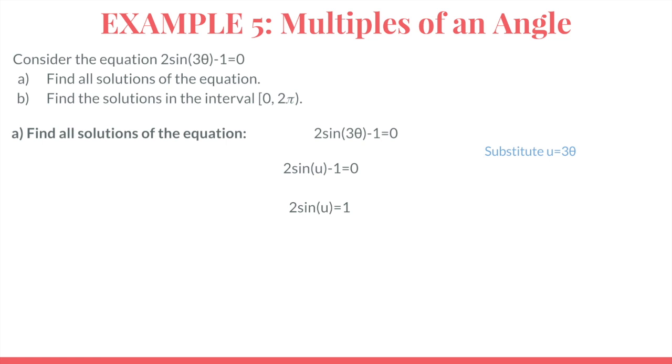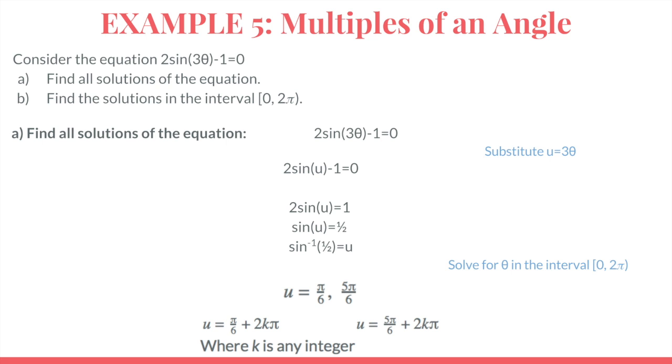We can isolate the sine u term and then solve for the angle u in the interval 0 to 2 pi. Thus we get u equals pi over 6 and 5 pi over 6. To get all solutions, we add integer multiples of 2 pi to these solutions. We need to make sure to do this step before solving u equals 3 theta. So we get u equals pi over 6 plus 2k pi, and u equals 5 pi over 6 plus 2k pi, where k is any integer.